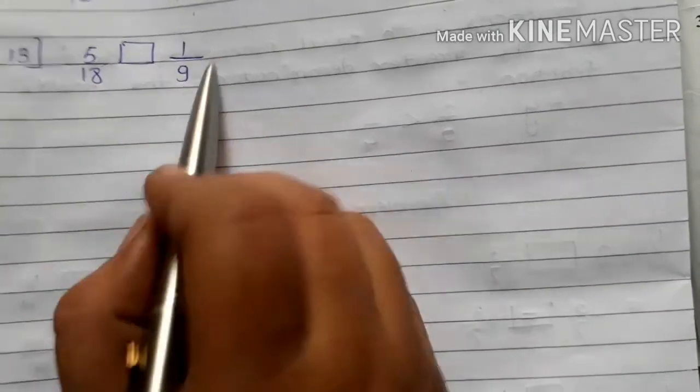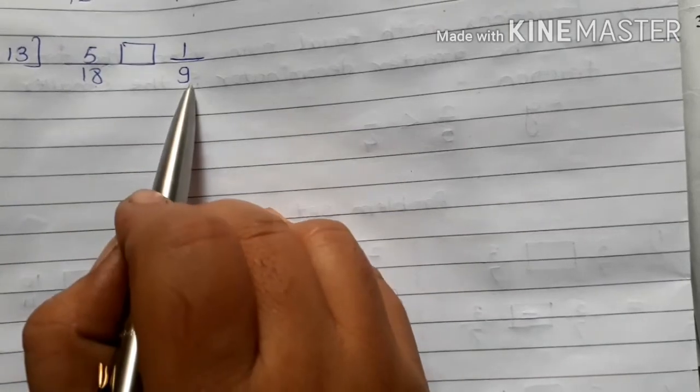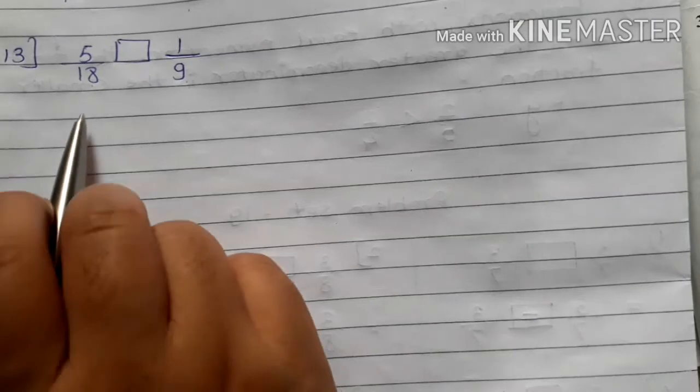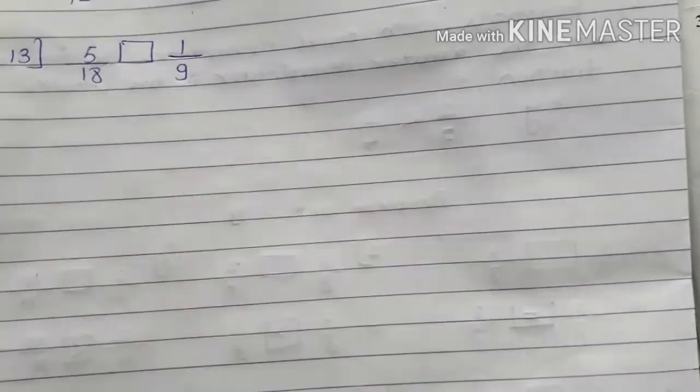Now I am going to take the 13th one. So see the 13th one. 5 upon 18 and 1 upon 9. Are the denominators same? No. Are the numerators same? No. So it is also an unlike fraction, and we have to make it like.